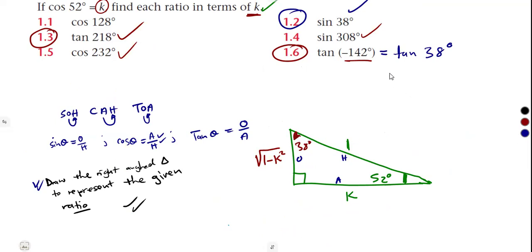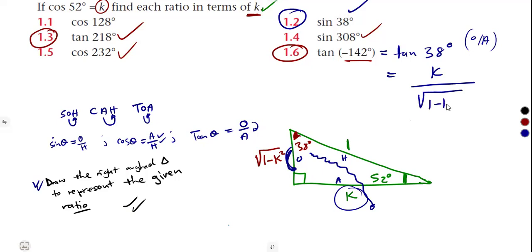So the tan of 38 is opposite over adjacent. Our opposite, according to 38 degrees, is this one, guys. We must be careful. So that's K over the adjacent. According to 38 degrees, this becomes our adjacent: square root of 1 minus K squared. Remember, I told you the sides are named according to the angle. So according to 38, this becomes your opposite and this becomes your adjacent. But according to 52 degrees, this is your opposite and adjacent the other way around. Do not forget. So that's it.